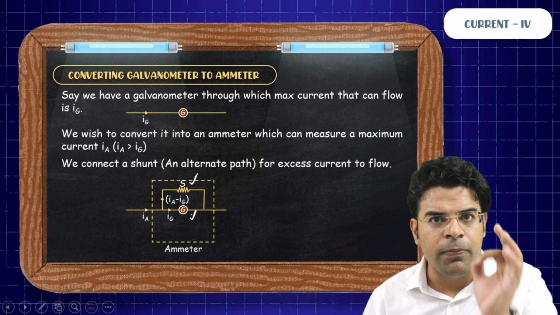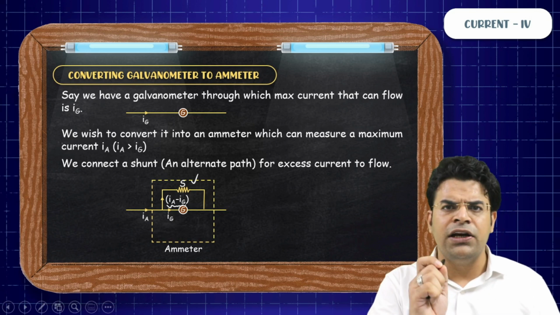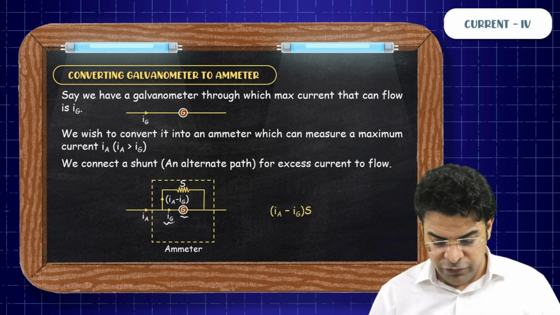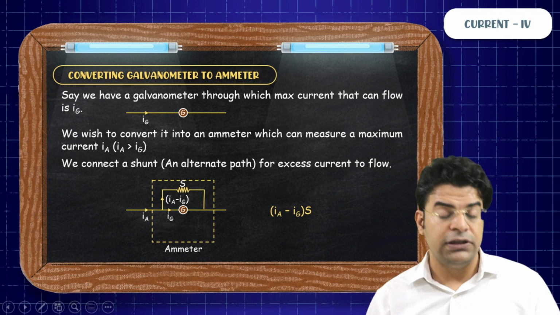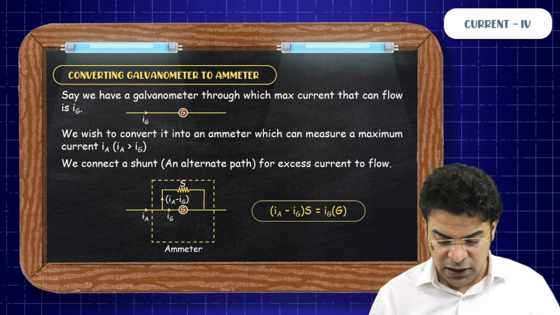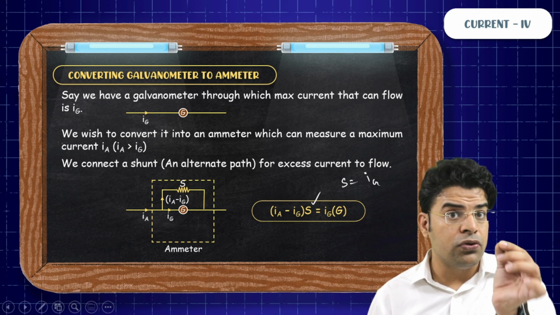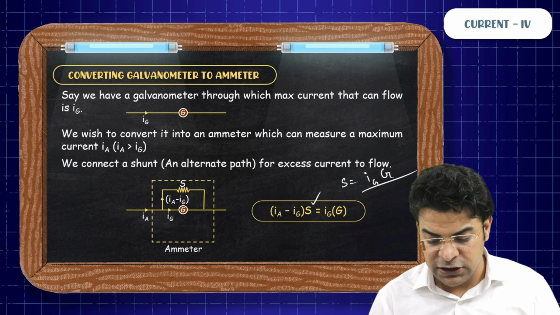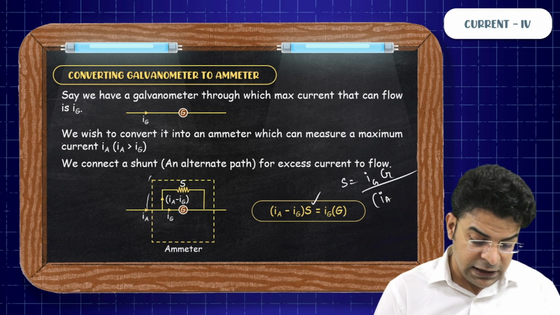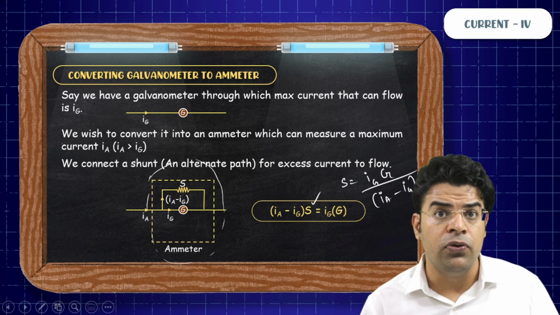The potential drop across the shunt will be equal to (Ia minus Ig) into S, current into resistance, and the potential drop across the galvanometer will be Ig into G. So we get (Ia minus Ig) into S, the potential drop across the shunt, has to be equal to Ig into G. So from here, kids, you get that the shunt resistance that has to be placed is S equals Ig times G upon Ia minus Ig: the maximum current that can go through the galvanometer multiplied by the resistance of the galvanometer, upon the current that you want through the ammeter minus the maximum current that can flow through the galvanometer.